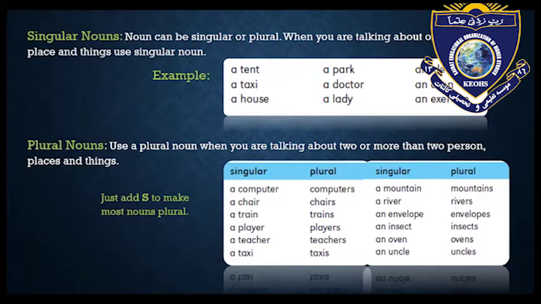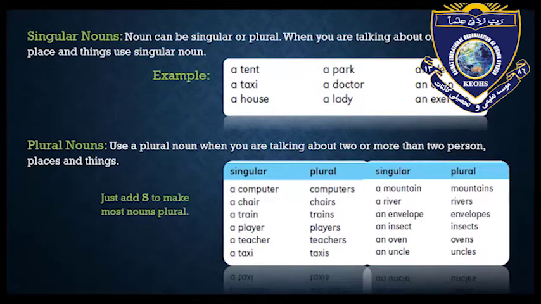Here we have a chart where the singular is written here and the plural form is also written here. I will read this one. A computer, when we want to pluralize it, changes to computers; a chair changes to chairs; a train to trains; a player to players; a teacher, teachers; a taxi, taxis; a mountain, mountains; a river, rivers; an envelope, envelopes; an insect, insects; an oven, ovens; an ankle, ankles. We have lots of examples, but here I have mentioned some of them.